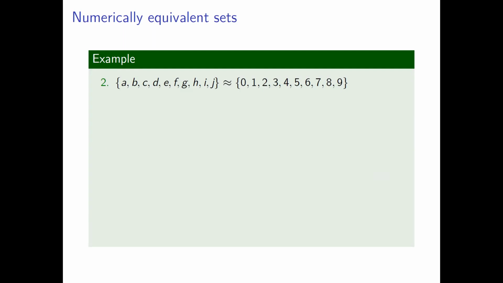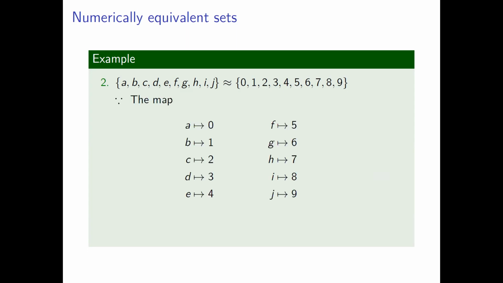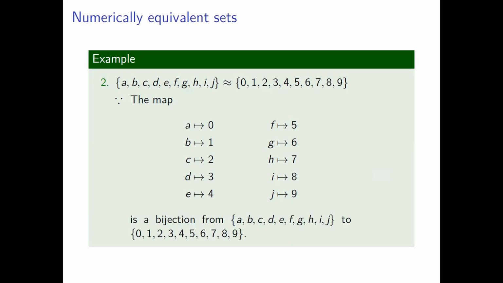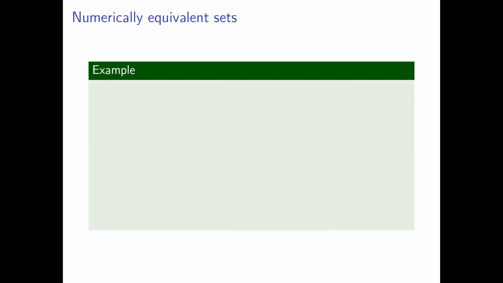The set consisting of the letters from A to J is numerically equivalent to the set of integers from 0 to 9. Indeed, the map which sends A to 0, B to 1, C to 2, and so on is a bijection from the set of letters from A to J to the set of integers from 0 to 9. The proofs of the remaining examples are left as an exercise.